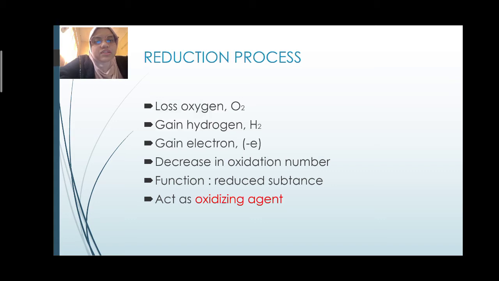So reduction process means lose oxygen, gain hydrogen, gain electron, decrease in oxidation number, function to reduce substance in a chemical reaction and act as oxidizing agent.